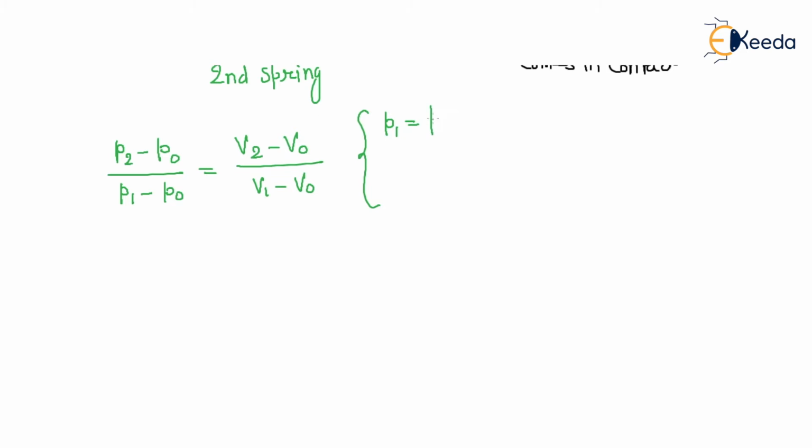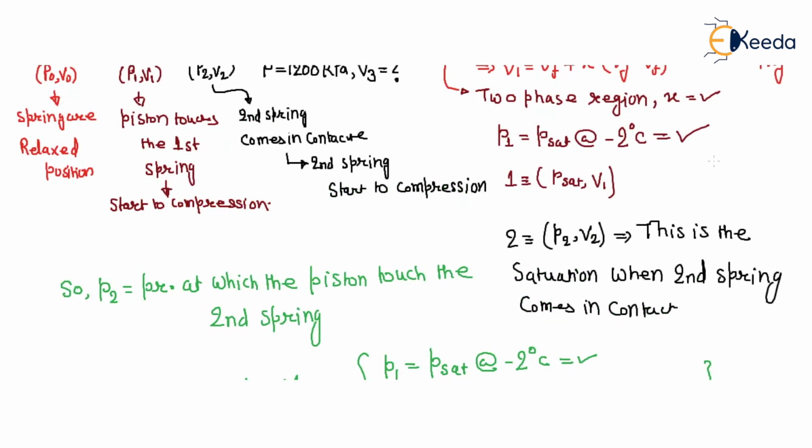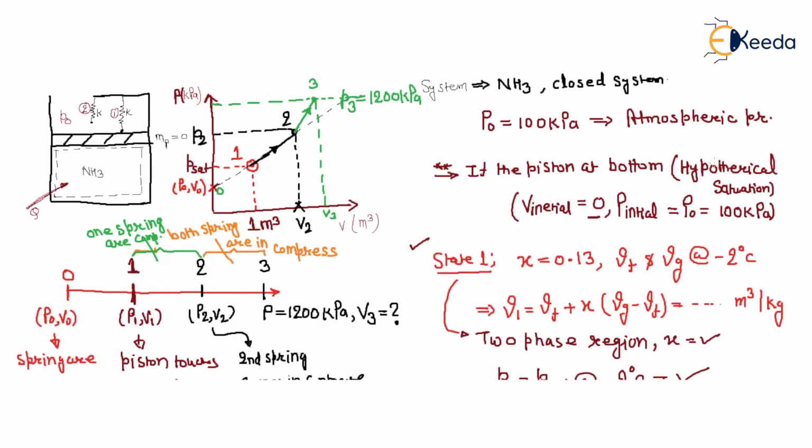So what is your pressure P1? P1 is P saturated at minus 2 degrees centigrade. What is the pressure P naught? 100 kilopascal you have. What is V1? 1 meter cube you have. And what is V2? V2 is 2 meter cube.